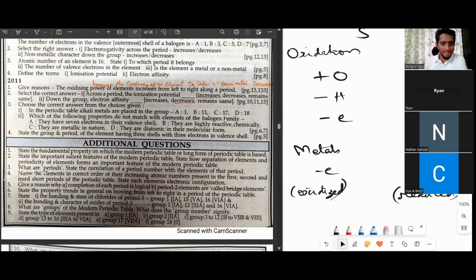Okay. All right, next. Select the correct answer. Across a period, the ionization potential increases, decreases, or remains the same. Across a period means from left to right.